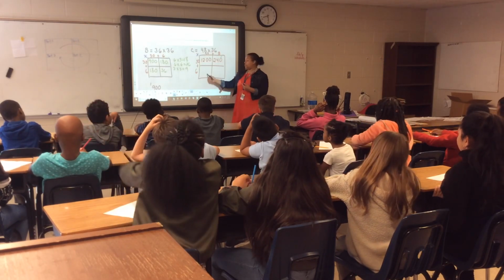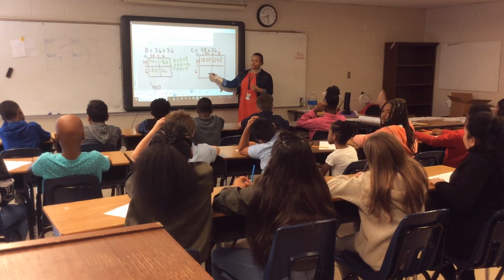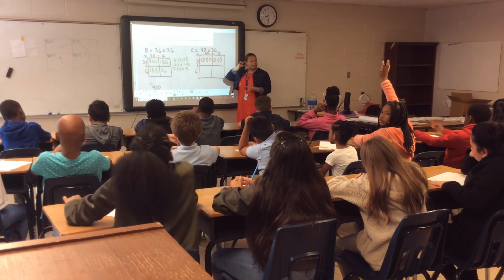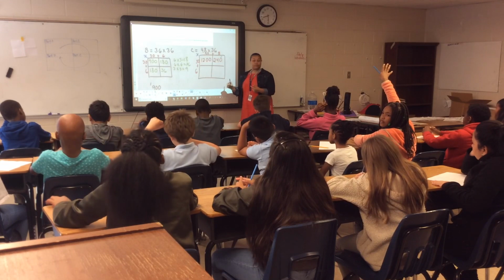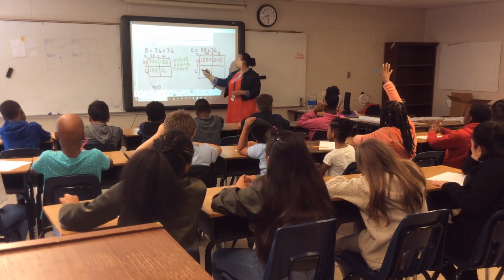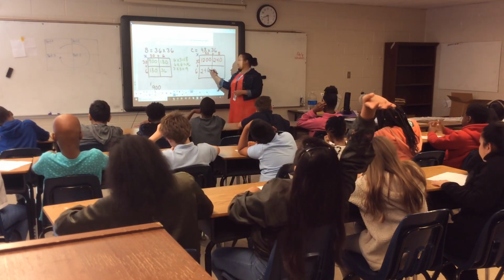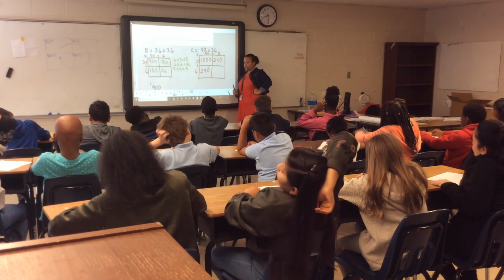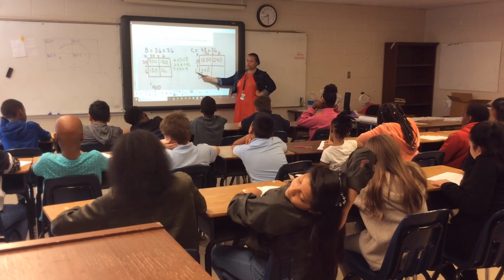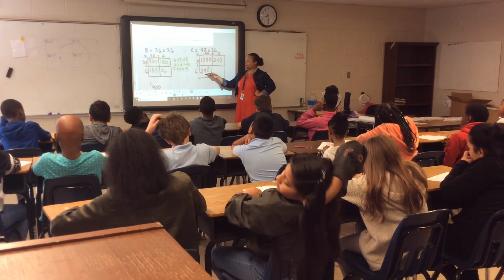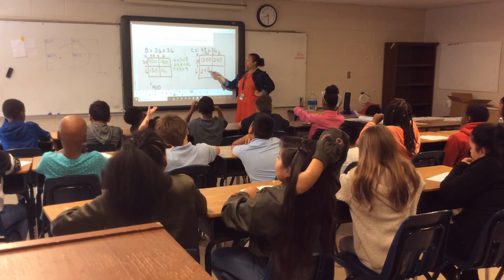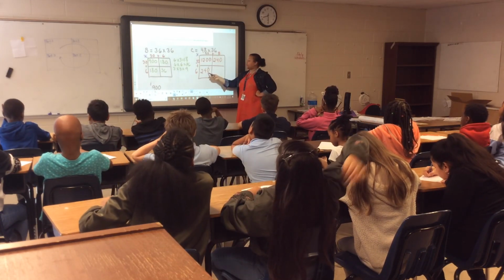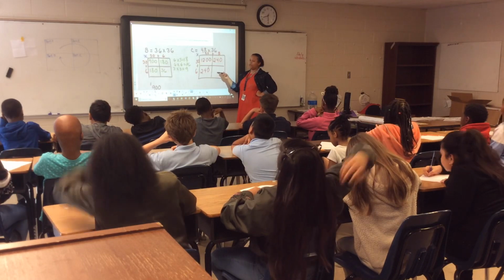Courtney? 40 times 6. Okay, so what is that? 240. Can someone explain how she got that answer, Jordan? Correct. I have a 4 here, I have a 0 here, so I need to bring down another 0. What goes here?